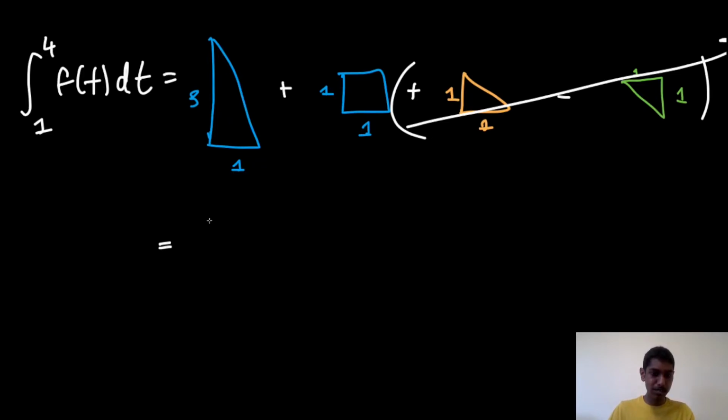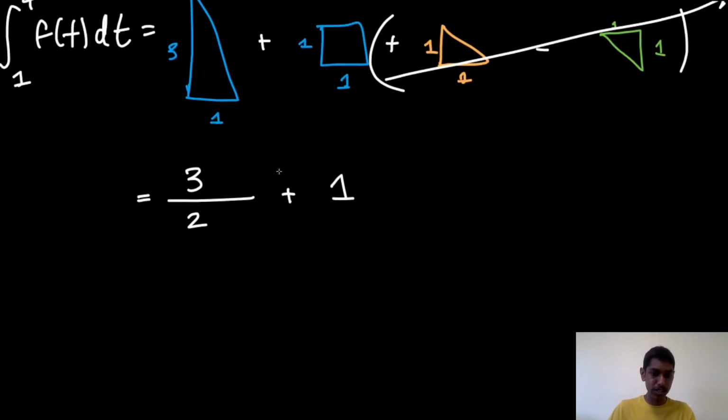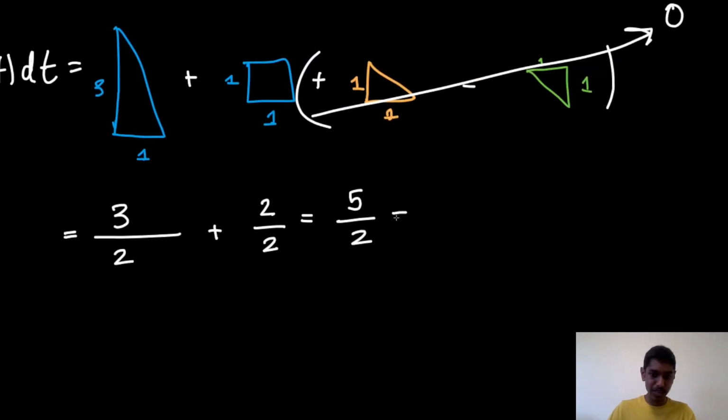So now this becomes 3 times 1 over 2, and then we're adding 1 times 1, which is just 1. We usually don't even bother writing the 1 here. And so now the 1, we can replace that with 2 over 2, and so that becomes 5 over 2. So that is the value of g of 4.